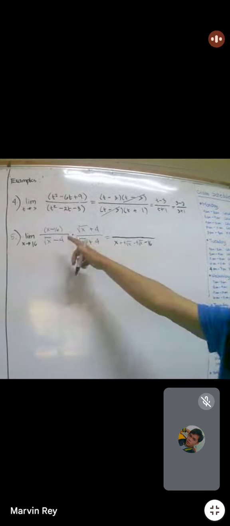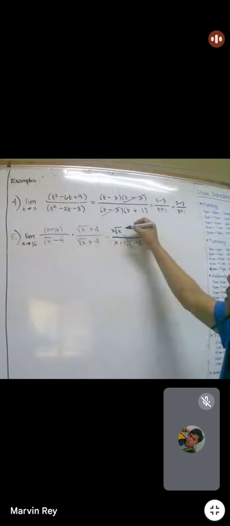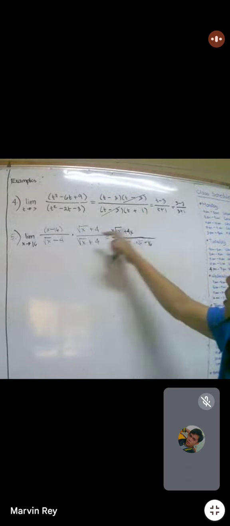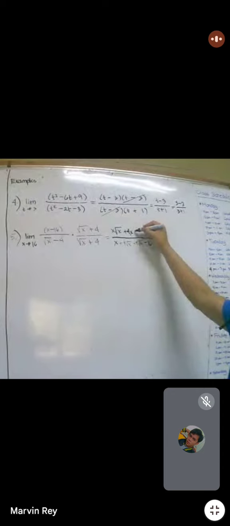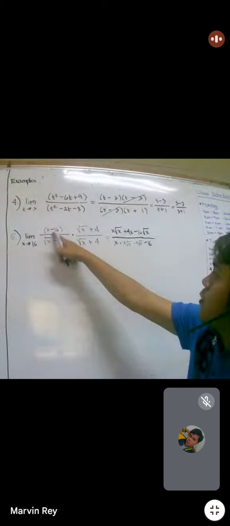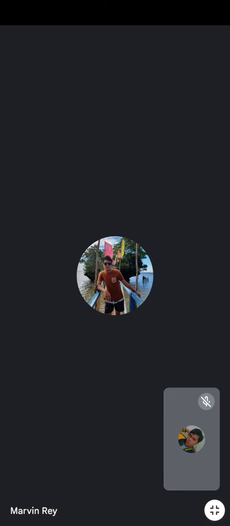Then the same procedure with the numerator: x times square root of x is x square root of x. x times 4 is positive 4x. Negative 16 times square root of x, negative 16 square root of x. Negative 16 times 4, how much? 16 times 4 is 64, so negative 64. So you have to simplify.